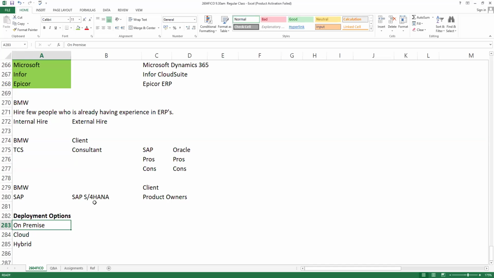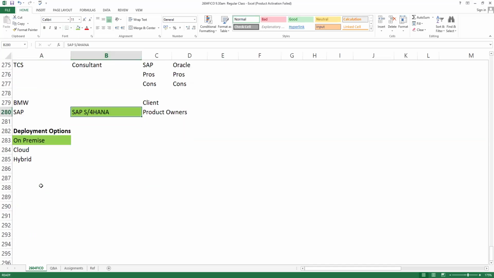Now let us assume that the product is decided as SAP S4 HANA, and the deployment option is also decided as on-premise. Then what will happen? Now, again, three parties will be there. The first party will be BMW, the client. And then SAP, the product owner. And then TCS, who now will become the implementation partner.